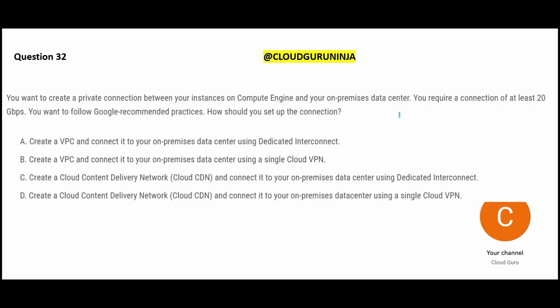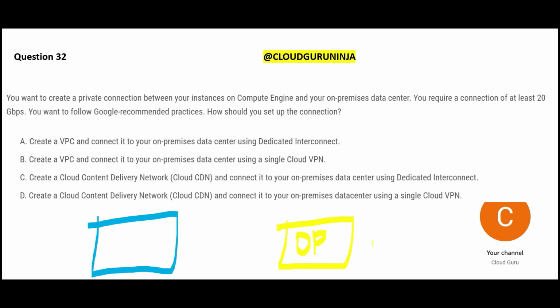Now in this case, you want to create private connections between your instances. So you have your Google Cloud, for example the blue box, and your yellow box is your on-premises. This is on-premises, OP, not Om Prakash, on-premises, and this is your cloud. So you want to establish this connection, and it should have 20 Gbps. This is very high speed. And you should use best practices. What should we use? Should we use a dedicated?